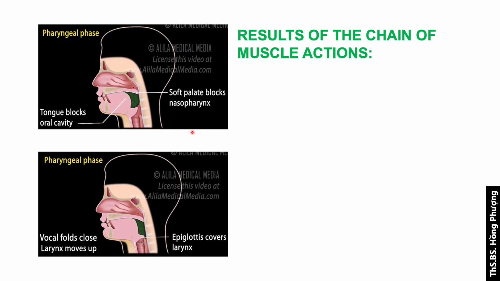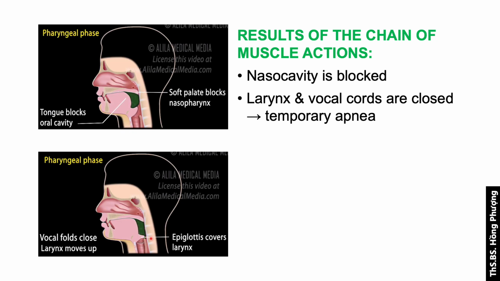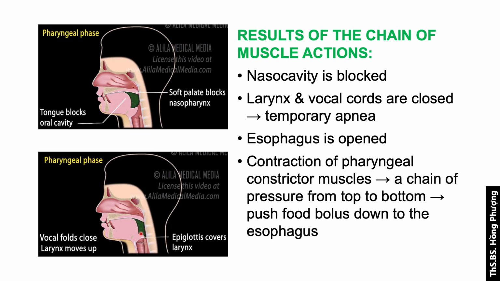As a result of the chain of muscle action, the nasal cavity is blocked and the larynx moves up so that the vocal cords are closed, and a temporary apnea occurs. It means that there is no breathing during swallowing. The esophagus is open, and the contraction of the pharyngeal constrictor muscles creates a chain of pressure from top to bottom, so that the food bolus is pushed down into the esophagus.